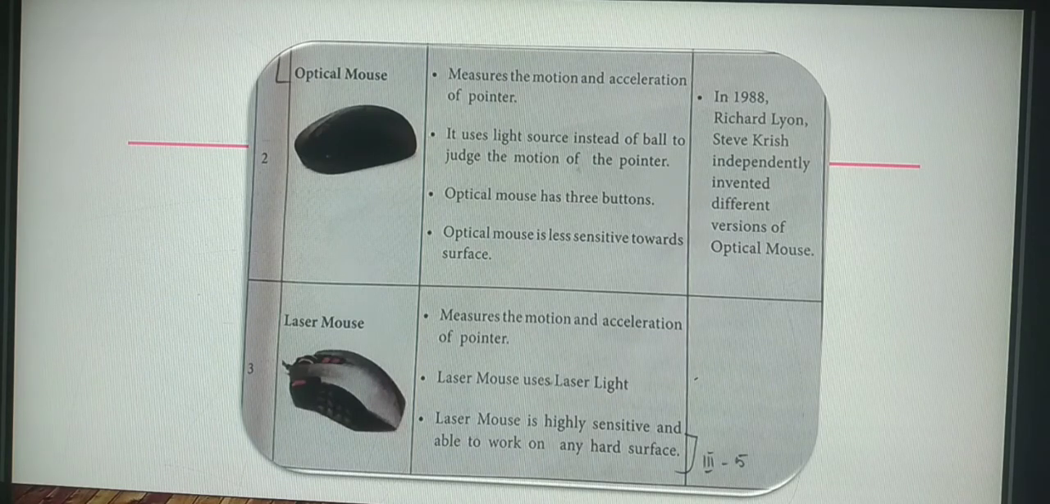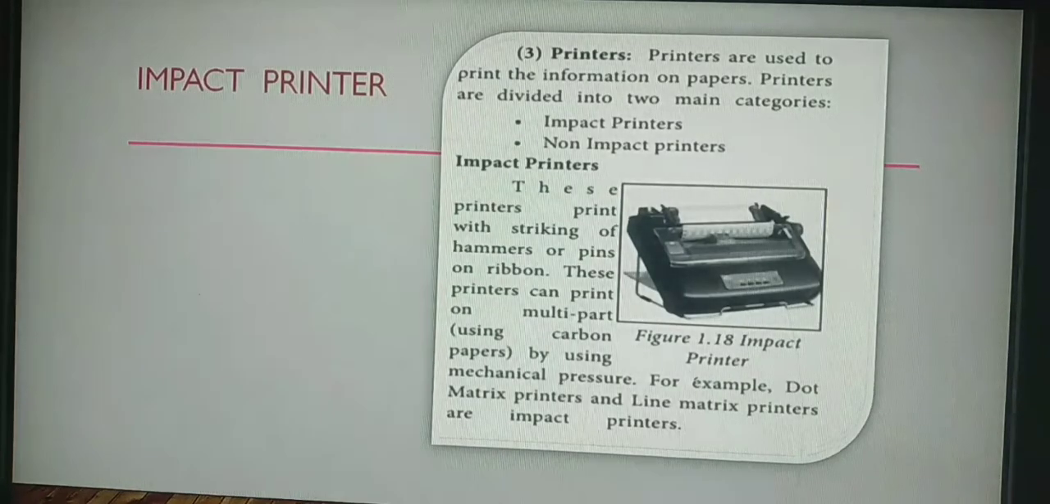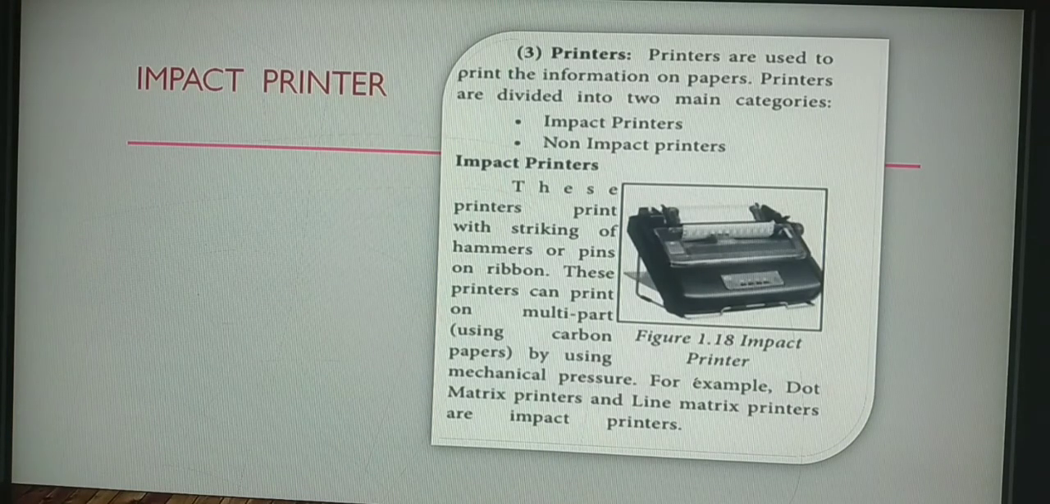Third point, optical mouse has 3 buttons. Optical mouse is less sensitive towards surface, and laser mouse is highly sensitive and able to work on any hard surface. So this is the answer for your fifth question, that is differentiate optical mouse and the laser mouse. Clear?